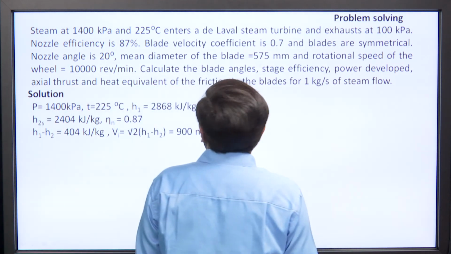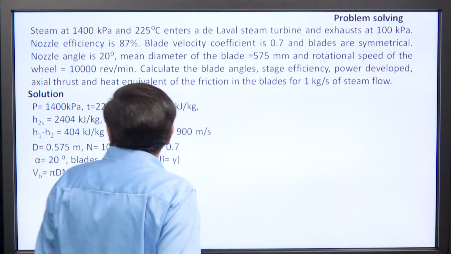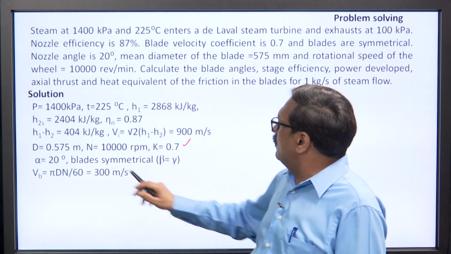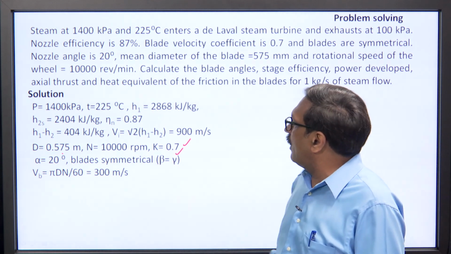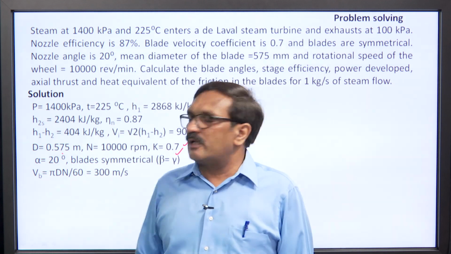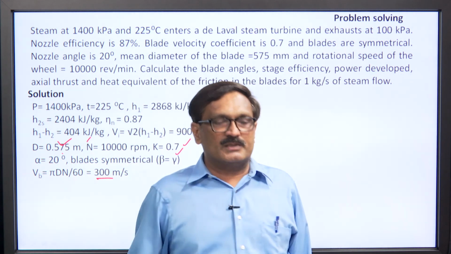So, V1 is known to you. VB is the blade velocity; diameter is given, RPM is given, blade velocity coefficient is given, nozzle angle is given, and the blades are symmetrical, that is, beta is equal to gamma. Blade velocity is pi d n by 60. From here we put the values of d and n, and the blade velocity comes to 300 meter per second.